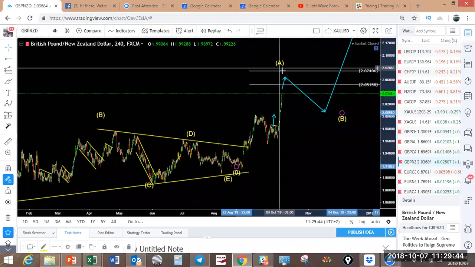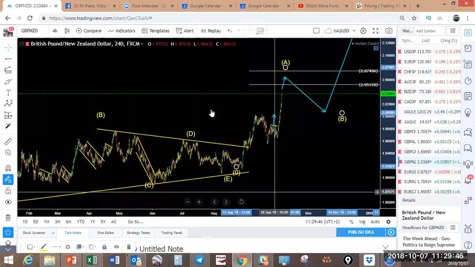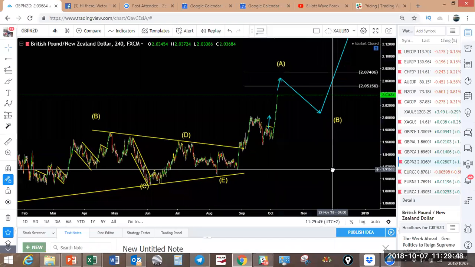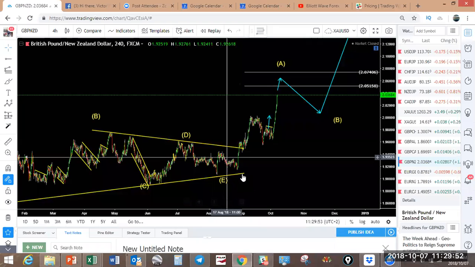This is an A move. It is pulsing. Let's just have a look there. It looks like yes, it is an A move. So that's why we've got a 5-wave structure here. This is the 5-wave structure that I'm talking about.